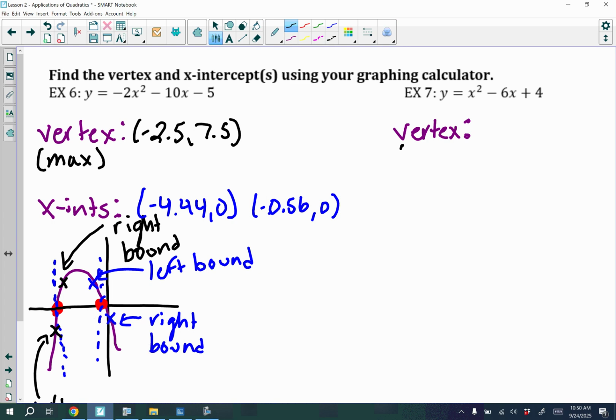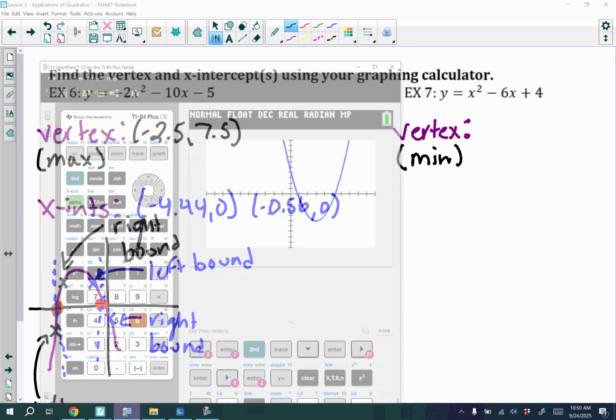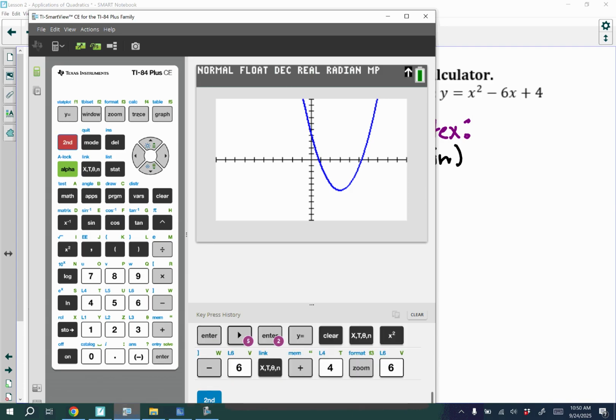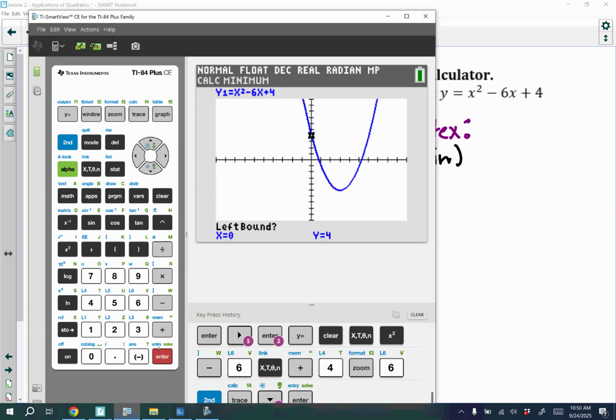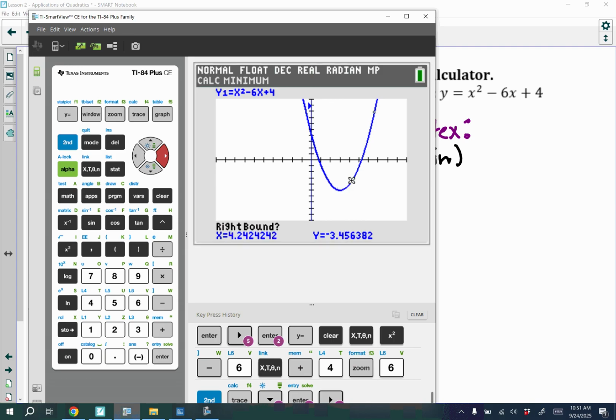Because it's at the lowest point, we're trying to find a minimum in this case. So I go to second trace. I go to number 3 this time. Now, left bound means I need my left cursor on the left-hand side of the vertex. I'm already there, so I can press enter. But I do need to use my right arrow key to get my cursor on the right-hand side. So make sure you go past the vertex and somewhere on the right-hand side of your graph, press enter.